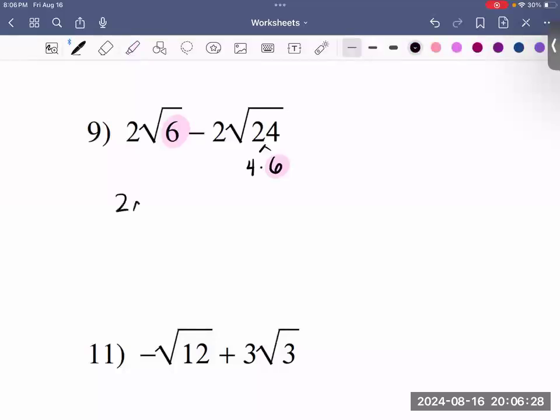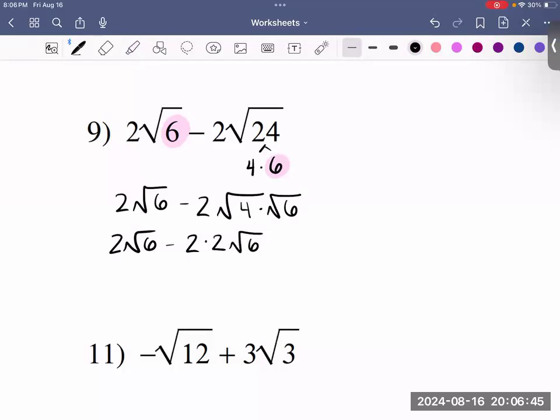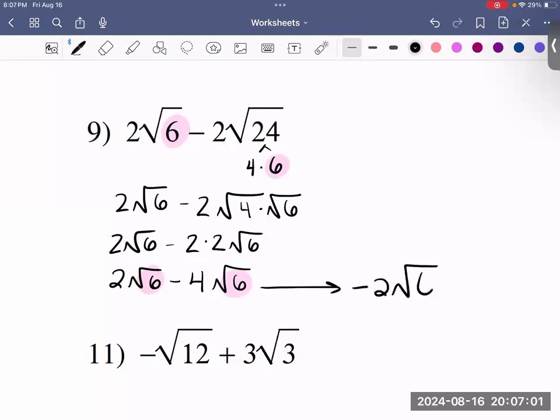So using what we learned from a previous lecture or video, we can break up the square root of 24 as the square root of 4 times the square root of 6. We can further simplify by taking the square root of 4 in order to get 2. So then we get negative 4 square root of 6. Now we can go ahead and combine your like terms because they are the exact same. So adding your coefficients, we get negative 2 square root of 6.